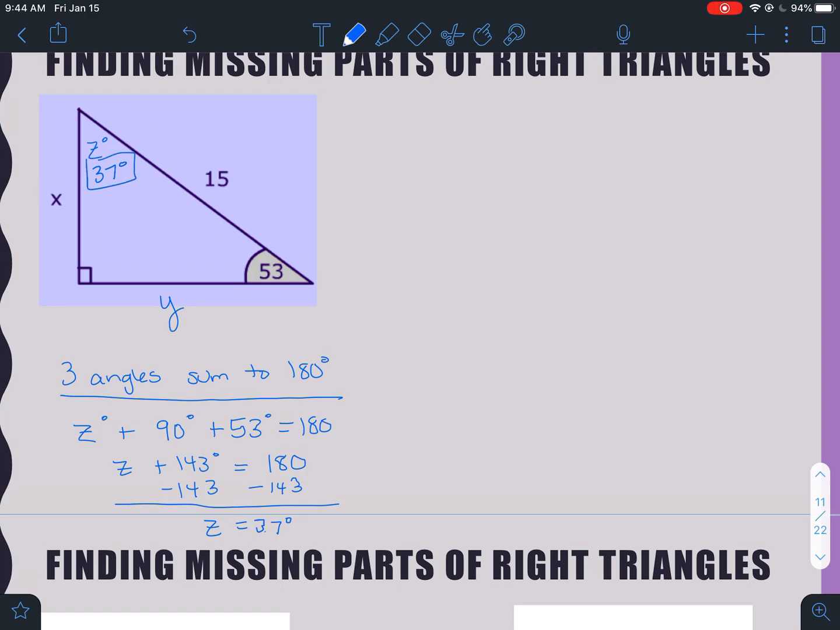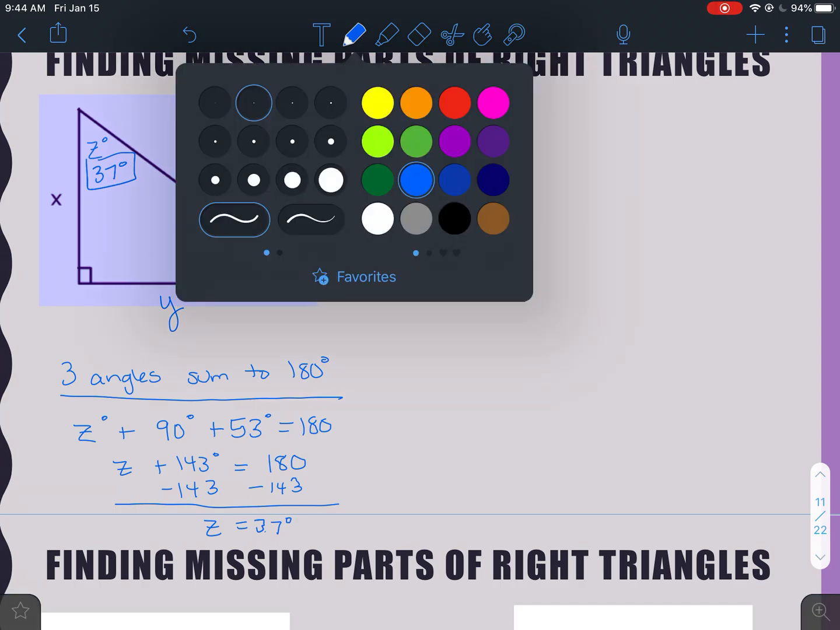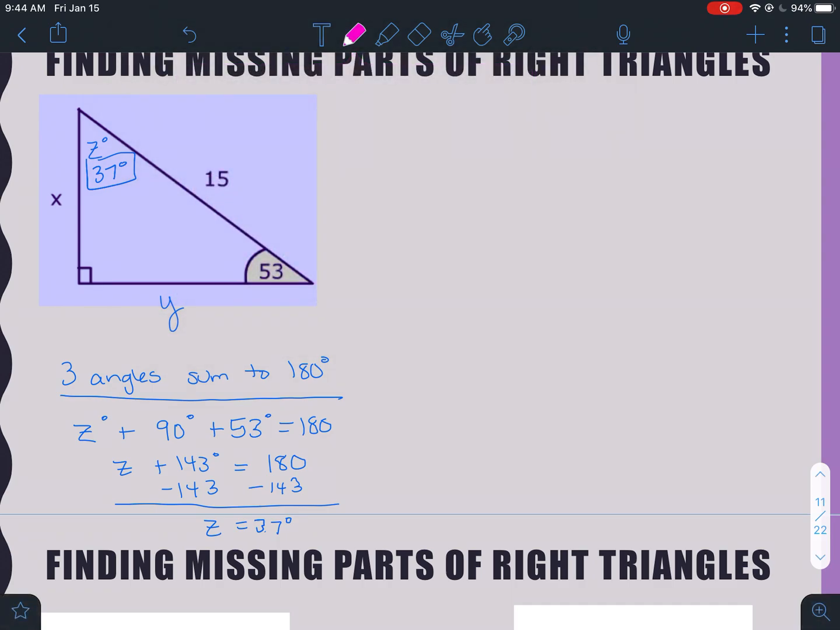Okay, well now we need to find x and y. We can't use the Pythagorean theorem because I don't know x and I don't know y, but we can use our trig ratios and our calculator. So let's circle the angle. I'm going to circle this angle down here, and that's going to be 53 degrees. And now I'm going to label my sides.